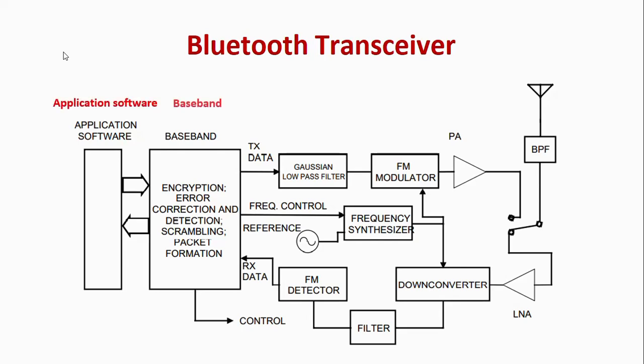The first is application software. The second one is baseband, and the rest of the entire part is called radio frequency. So a Bluetooth chip includes the RF and baseband parts, with the application software being contained in the system's computer or controller. Here, the first one, application software: the user data stream originates and terminates in the application software only.